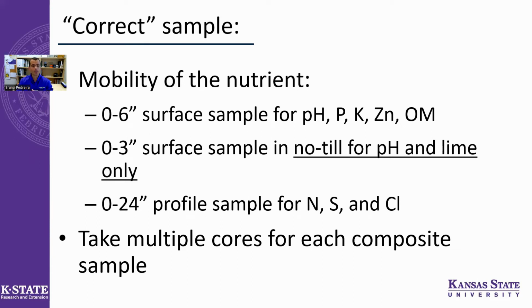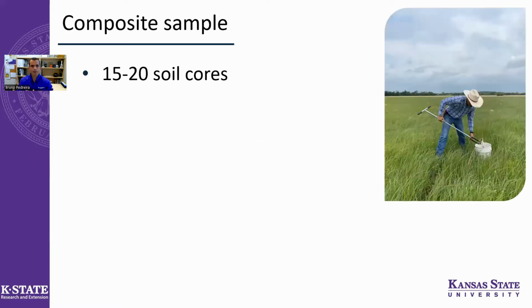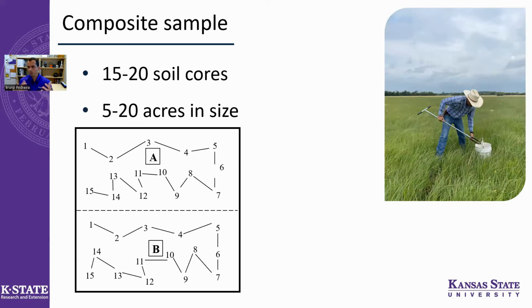Also, it's important to take multiple soil cores for each field and put them all together to have a composite sample. So when you go to the field to get your soil sample, have with you at least 15, 20 soil cores, put all of it in the bucket, mix all together, and pack it.